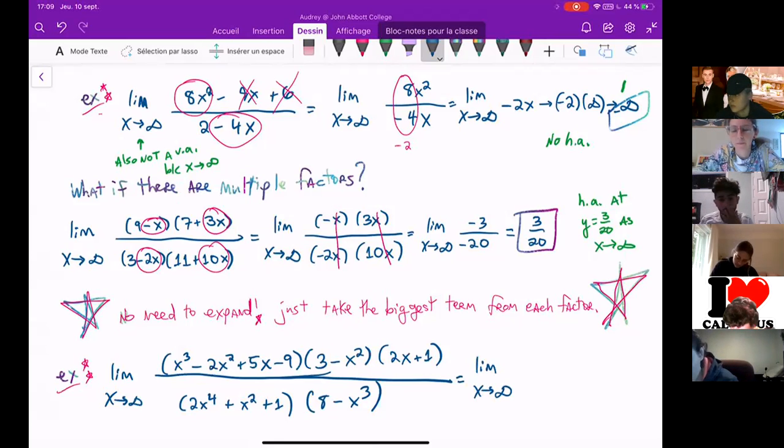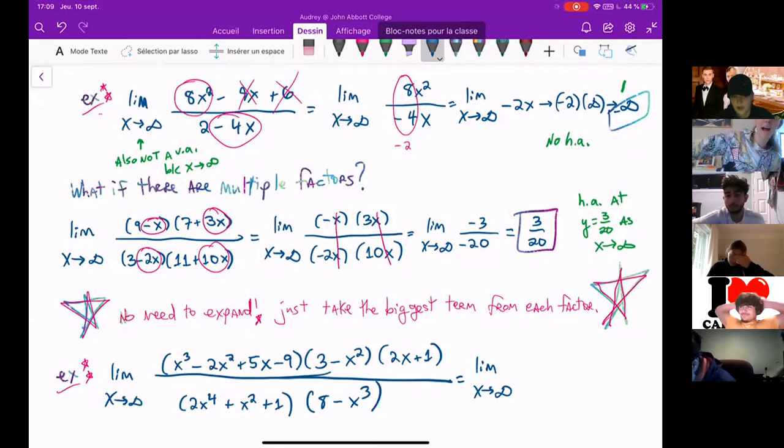Question. Would it be fun to expand this thing? No, it'd be very long. Even I wouldn't think that's fun. And I really like doing math. So if I don't think it's fun, that means it's probably really not fun. So expanding this thing would be really long and really unpleasant, and would it be unreasonable to have to do that in a simple limit problem like this? So being able to take the big stuff from each factor is super important in this case.